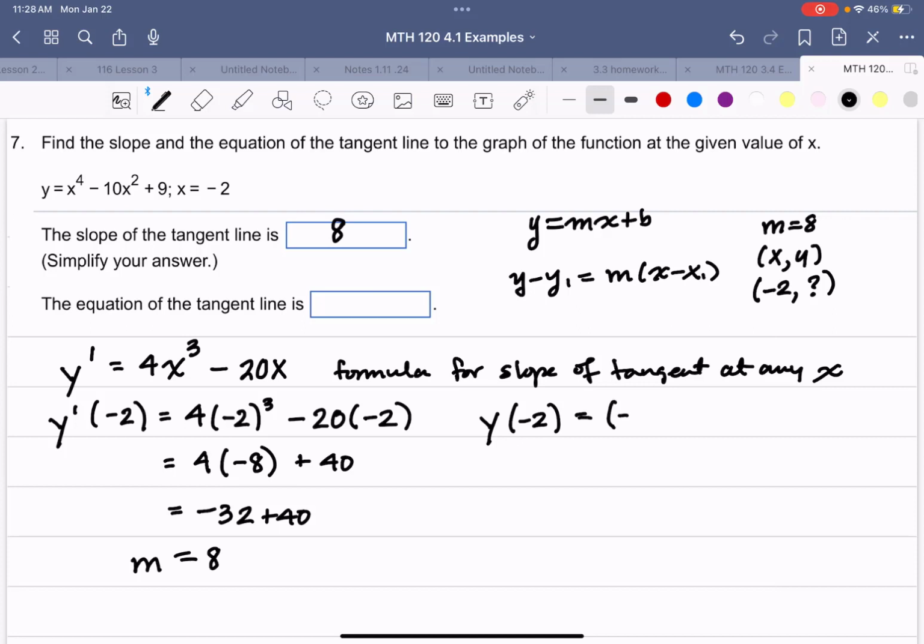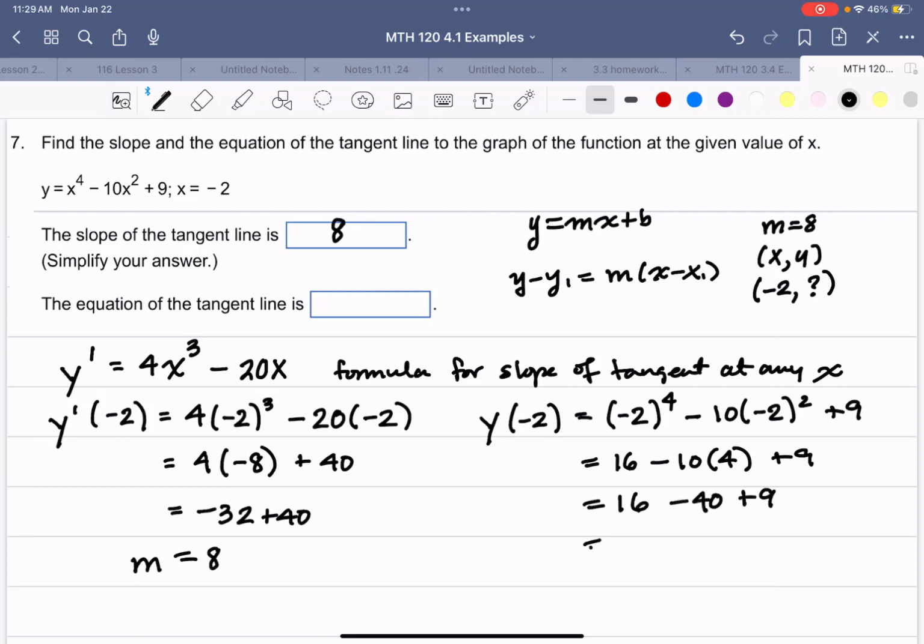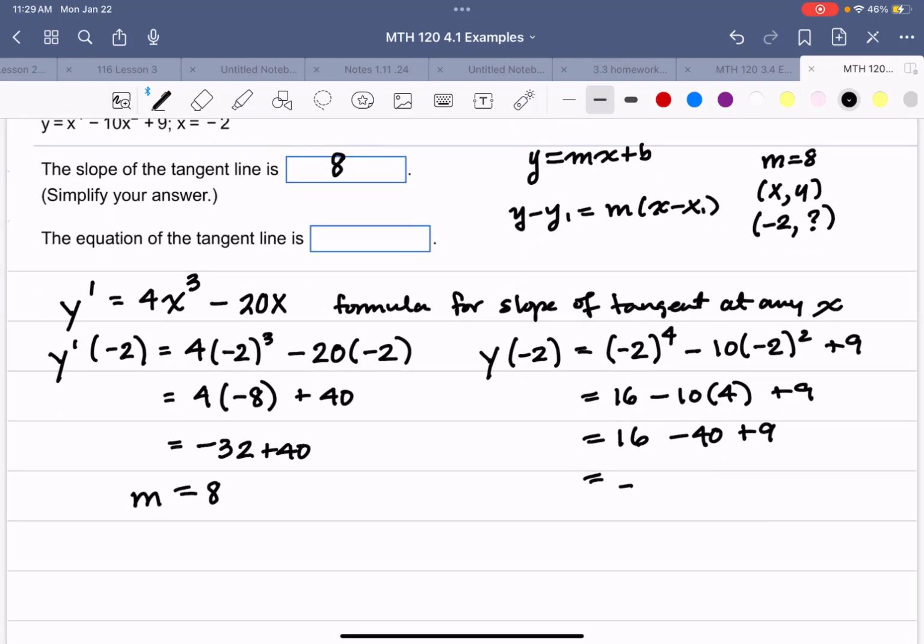Not y prime of negative 2, but a point on the original curve. So that's negative 2 to the 4th. You need parentheses around that, especially if you're going to put it in your calculator. Minus 10 times negative 2 squared plus 9 is going to be a positive 16 minus 10 times 4 plus 9. That's going to be 16 minus 40 plus 9. And that's going to be a minus 15. Now that just gives us our y value when x is negative 2.